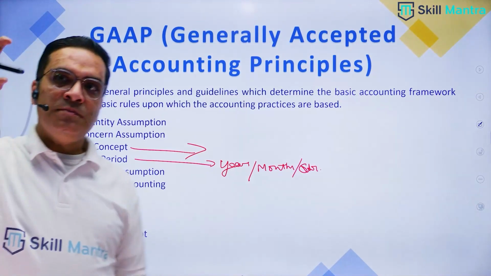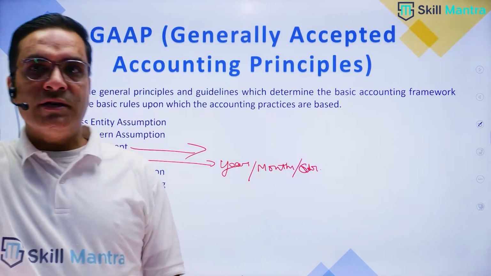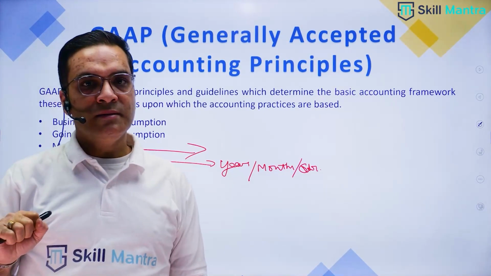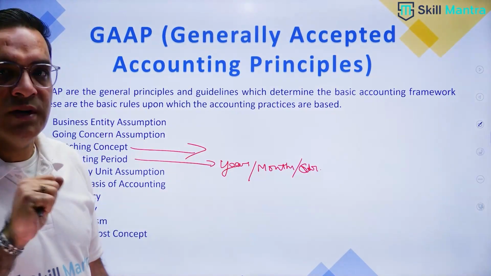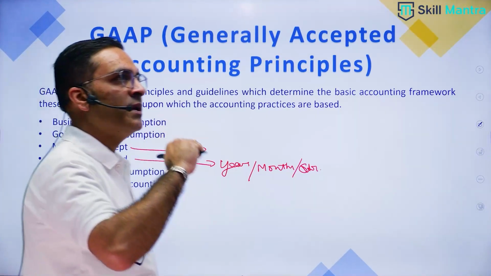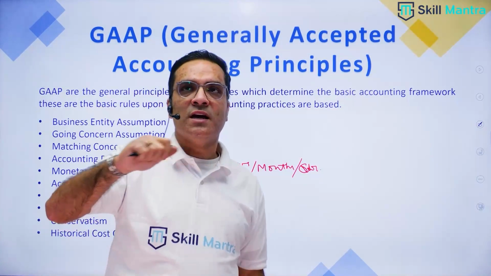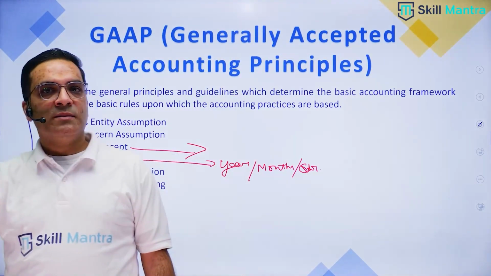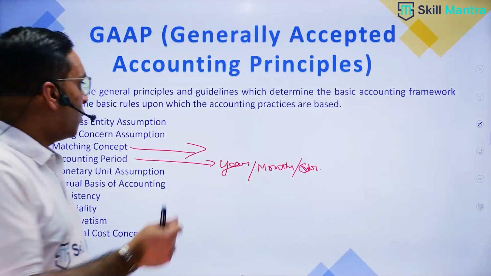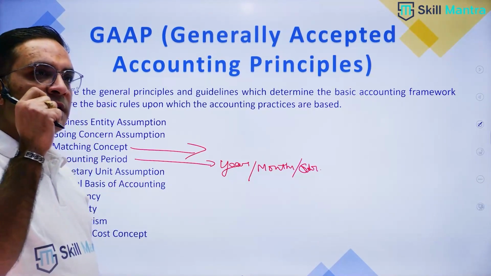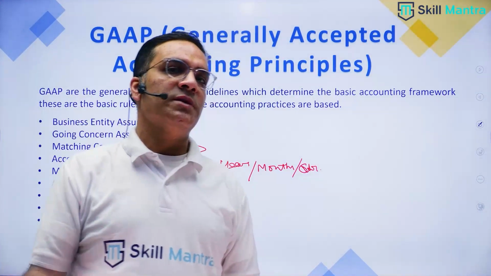Basically, the time period or the date which is mentioned on your financial statement, right? Balance sheet as at 31st of January 2024, P&L account for the month of January 2024 or December 2023. That is an accounting period, right? What is the matching concept? Matching concept is basically an extension of the accounting period.